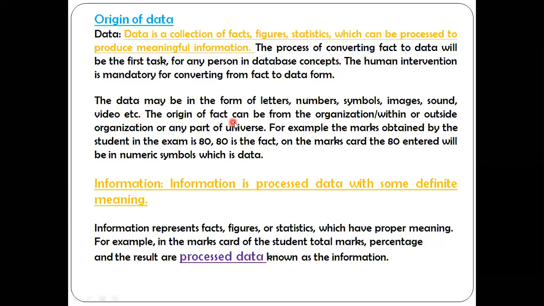The origin of the fact can be from the organization within or outside the organization or any part of the universe. The origin of data may be available within the organization or outside the organization. In order to collect the data or raw material, we have to survey. The data may be available within the organization. Sometimes the data may not be available within the organization, so I must go outside. The origin of the fact can be from within the organization or outside the organization or any part of the universe.